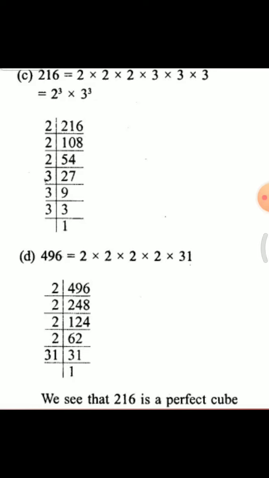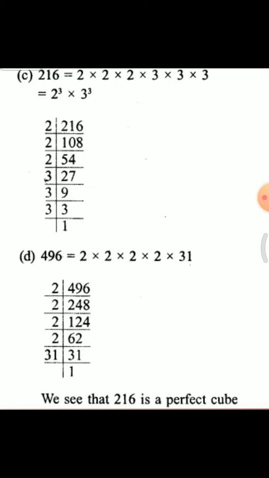Okay. And next, 216. So 216, at first you divide by 2. 2 1s are 2, 2 8s are 16, 2 5s are 10, 2 4s are 8, 2 2s are 4, 2 7s are 14, 3 9s are 27, 3 3s are 9 and 3 1s are 3. You see here it is in the form of triples, a group of 3 numbers in one pair. Because here is 3 times 2 and 3 times 3. So it is a perfect cube.